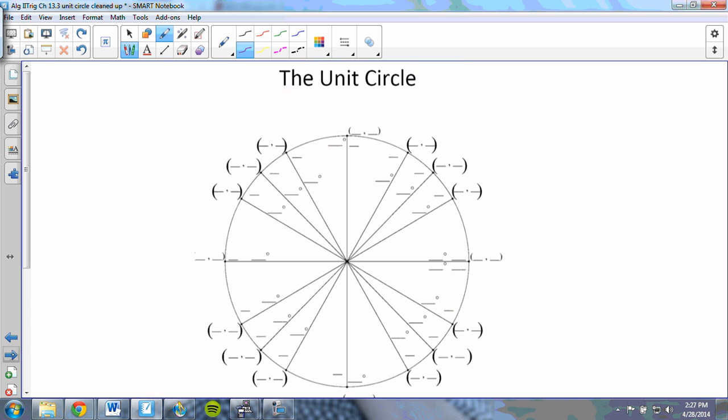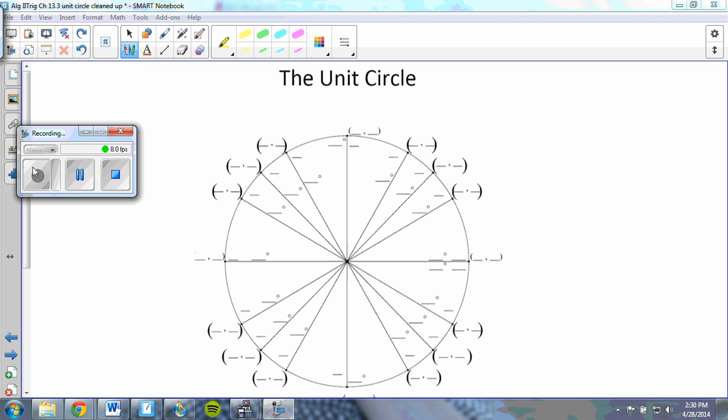When I fill all that in, there's something that's going to look more like this. This is a cleaner version of this. This is the unit circle. You're going to live and you're going to die by it. You're going to get it all filled in. It's going to be a beautiful thing. We'll be back in a second to talk about that.